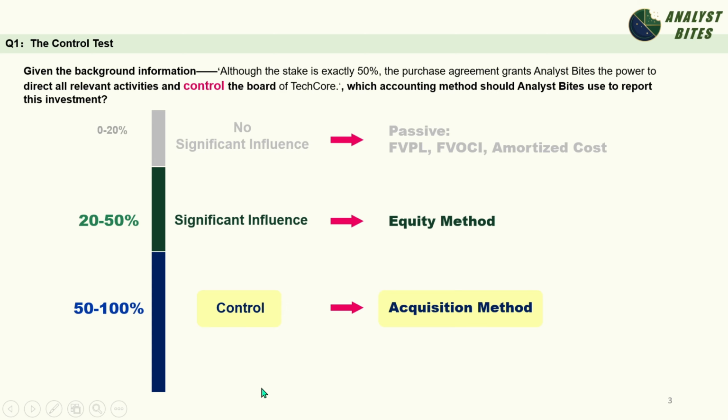I have summarized the logic in the chart below. You can use it to quickly review the different levels of influence, from no influence to significant influence, and finally to control. Now that the method is clear, let's get into the numbers.